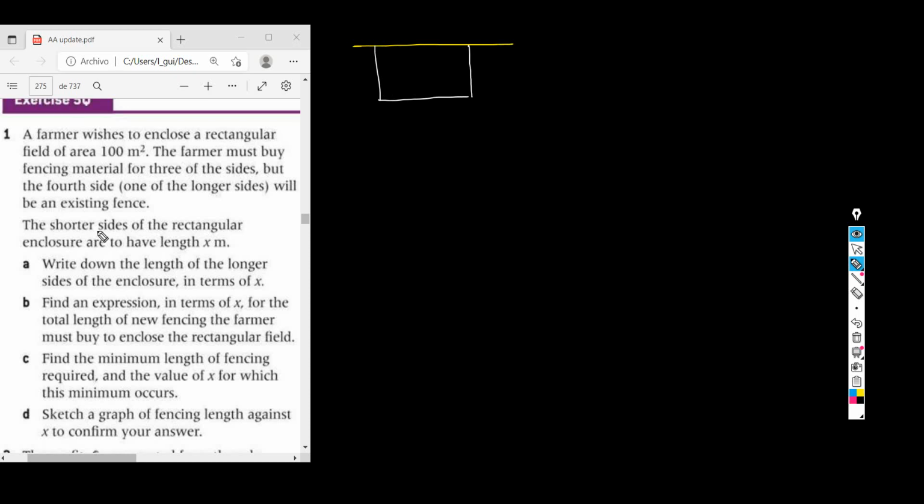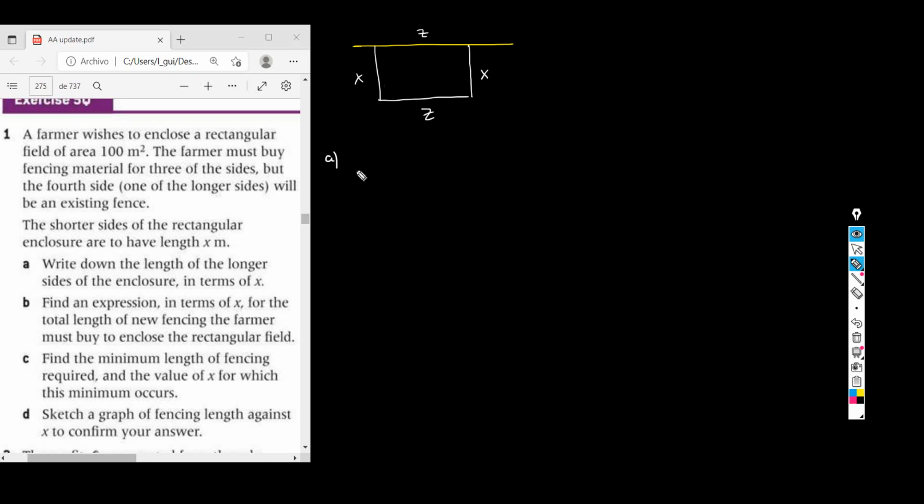Then let's keep going. The shorter sides of the rectangular enclosure are to have length x. Okay, so these sides are labeled x, and let me label this z because I want to. And therefore this side should also be z. Okay, there you go. Now let's proceed with the questions. Question A says, write down the length of the longer sides of the enclosure in terms of x. So these are the longer sides, and I need to write z in terms of x.